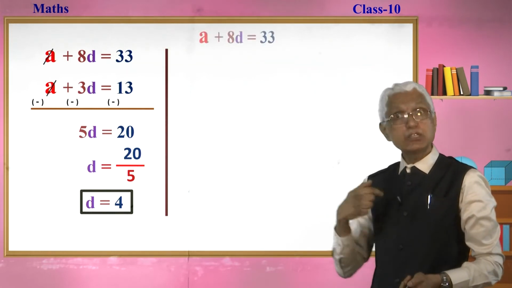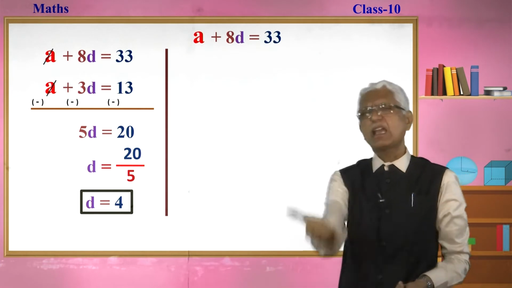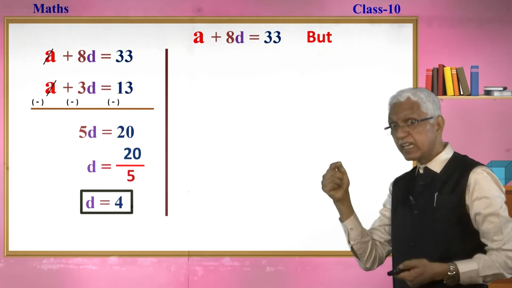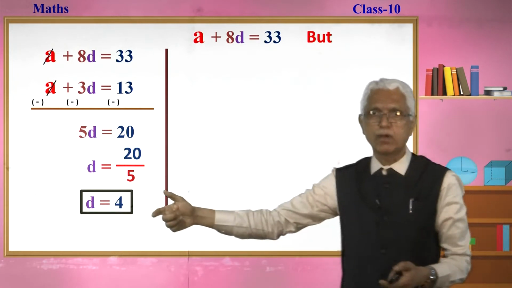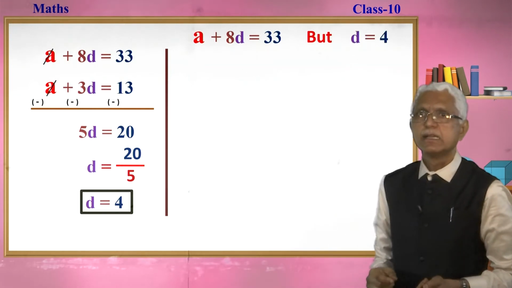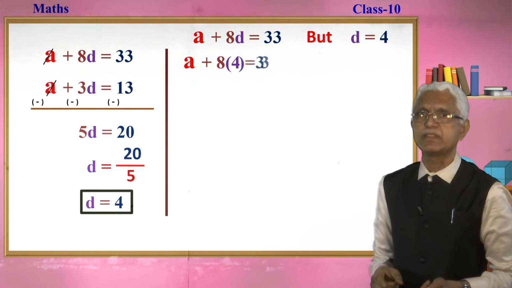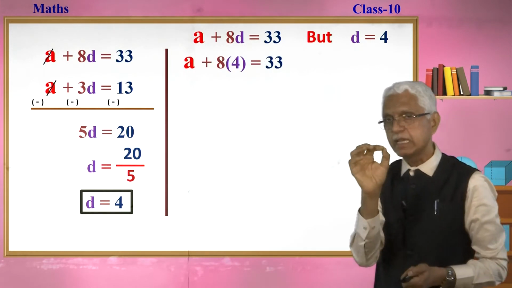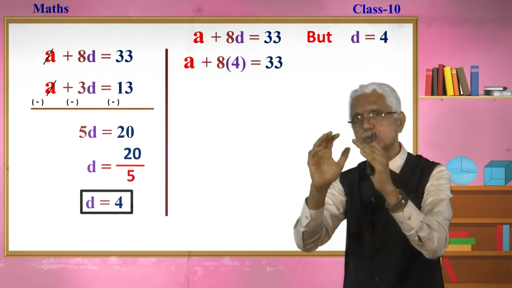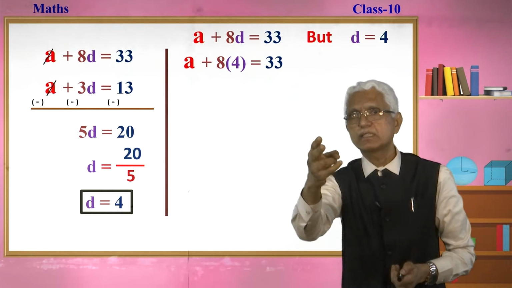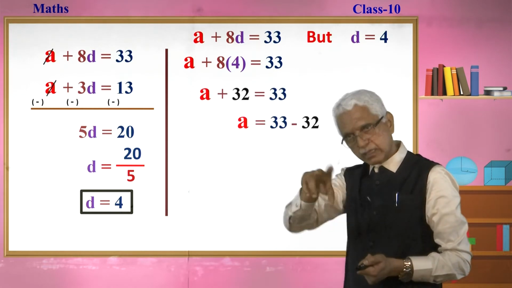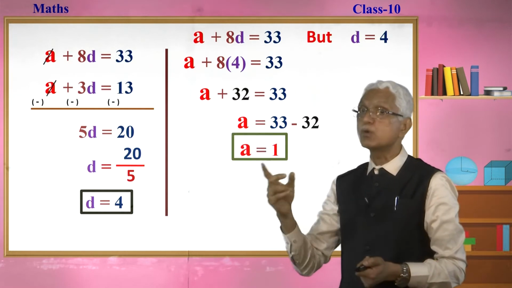Now, I need to find out a. How will I find? Take any one of the equations. I take a plus 8d is equal to 33. What is d? It is already solved. d is 4. Please substitute it there. a plus 8 into 4, 8 4s are 32. a plus 32 is equal to 33, and a is equal to 33 minus 32. a is equal to 1.